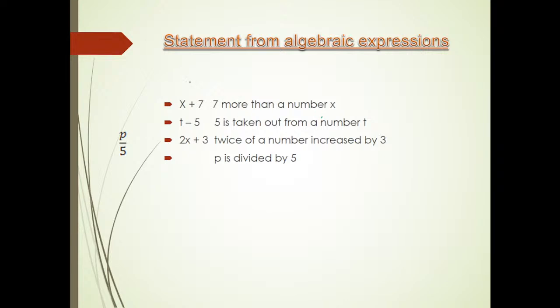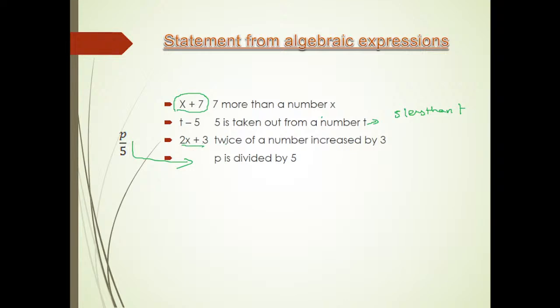Let us see some more. See, x plus 7 is the expression they given. How to express this in statement form? 7 more than a number x. T minus 5. We are subtracting. We can use taken out, or else 5 less than t. You can also say this. 5 less than t. This is not the only way. You can say anyway 5 less than t. And see here it is 2x plus 3.